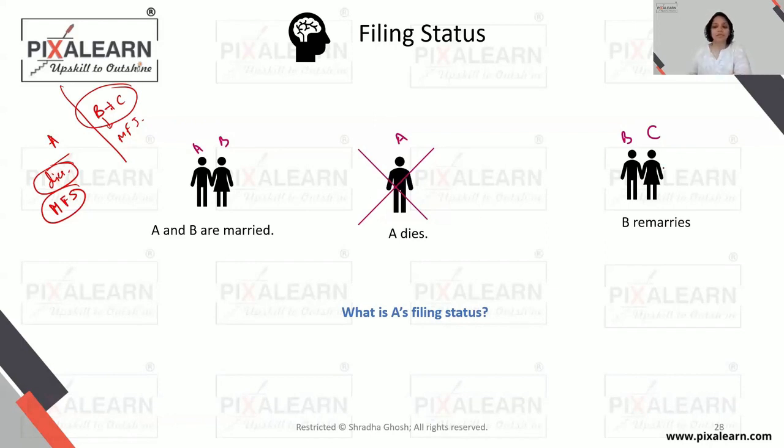Now, look at this. In this situation, why will A file as single? Because A was married at the time when A died. A and B were married at the time when A died, right? So this is a unique scenario where the IRS allows or mandates A to file a married filing separately return. This will be a married filing separately return because you were married at the time when you died, right? So you cannot be claiming as single because you were married.